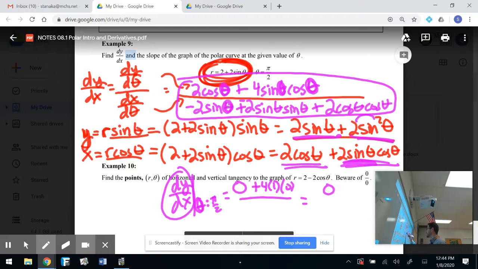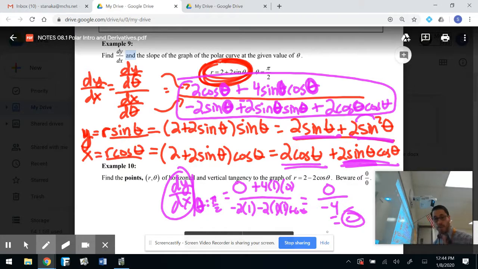All right, let's go ahead and plug a pi over 2 in the bottom. Pi over 2 in there gives me a 1. Let's plug a pi over 2 in there, it'd be minus 2. Plug a pi over 2 in there, I get a 1, and I get another 1. But if I plug a pi over 2 into those, I get 0, 0. And so if I get 0, 0, 0, 0, I get a negative 4 on the bottom, which means the slope is equal to 0, which means there would be a horizontal tangent at pi over 2. Pretty cool.